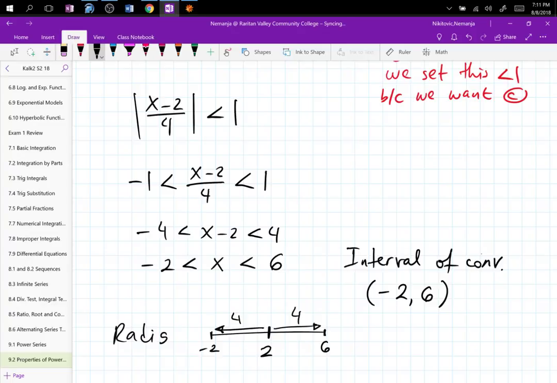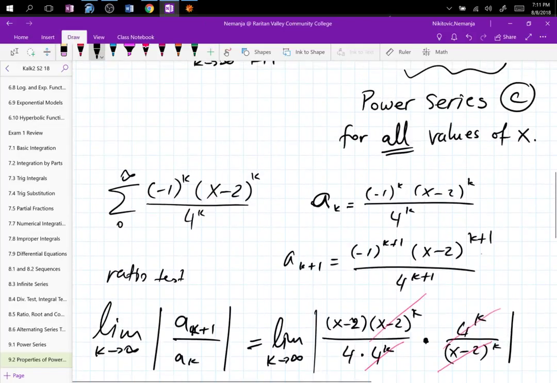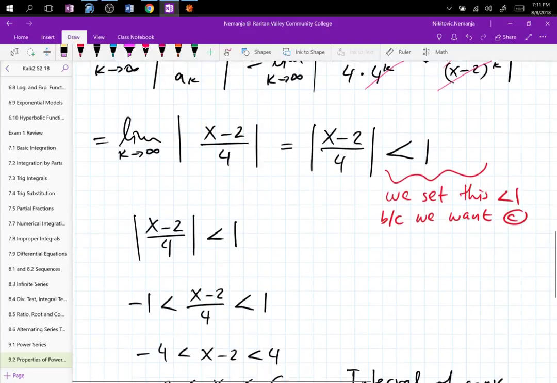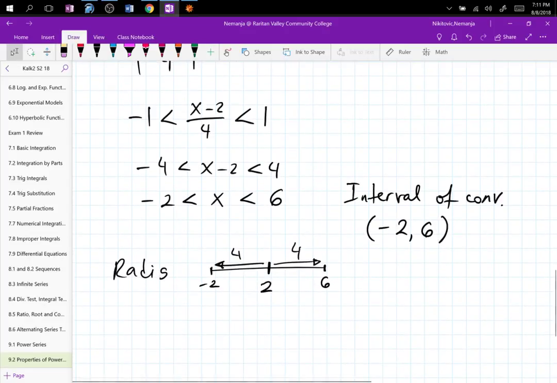Now, that should be common sense that the center of this is at 2, because we started with a problem that was centered at 2, so your answer better be centered at 2. Otherwise, you are doing some very, very suspicious mathematics. So now, what is the radius? Radius of convergence is going to be r equals 4.